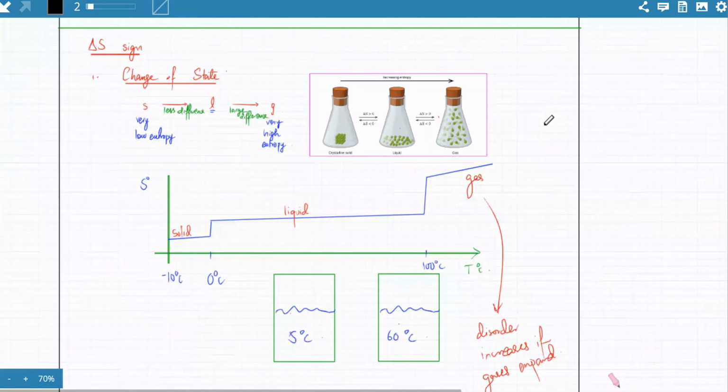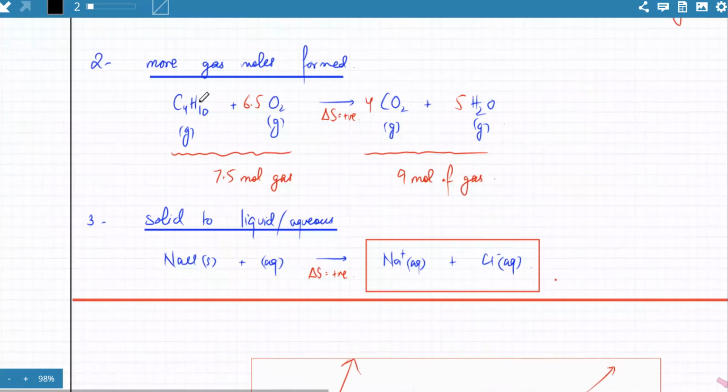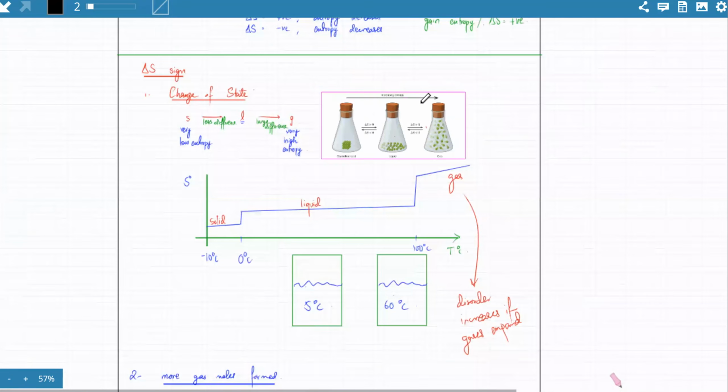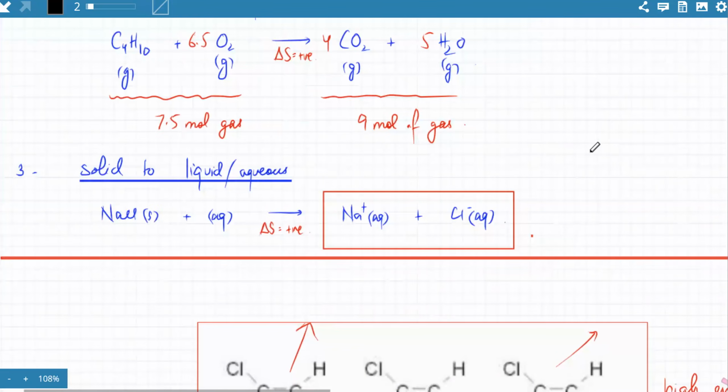That's one thing. Then in a chemical reaction, I told you, if more gases are being formed, I gave you the example of octane. If you have more gases being formed, that means entropy is increasing. More gas moles are formed, so there's a lot more disorder being created because gases are very, very disorderly. The more gas you have, the more disorderly the particles are. So if in a reaction, solids are turning into gases or liquids are turning into gases, or the moles or the amount of gas is increasing, that means the disorder of the system is increasing.